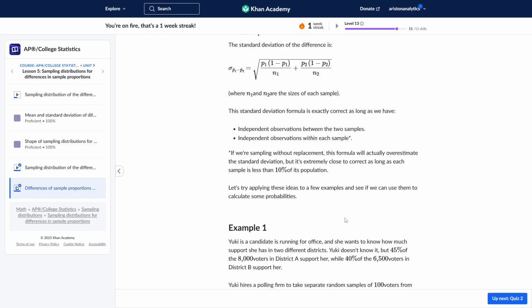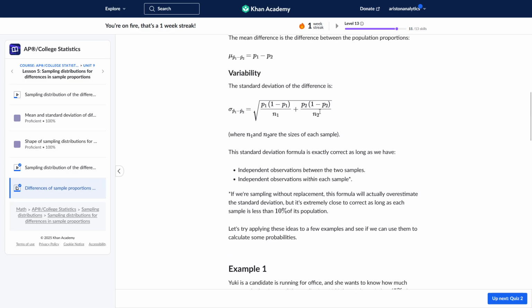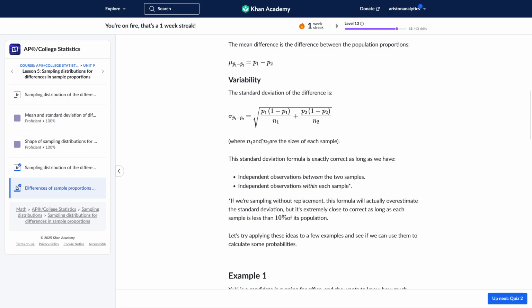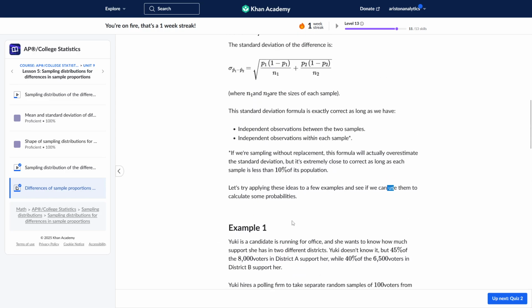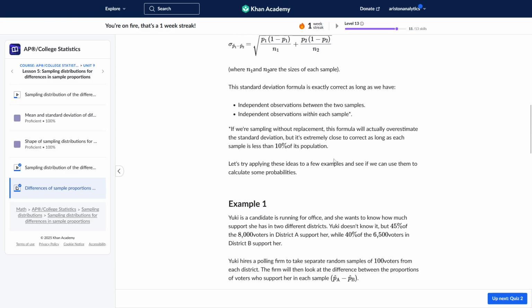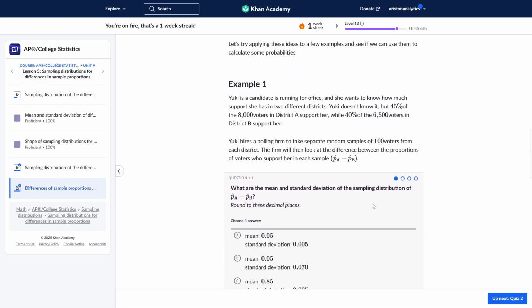As long as you have two things: independent observations between the two samples, and independent observations within each sample. So basically, they need to be independent between one another, and they need to be independent within each sample. And then for standard deviation specifically, the 10% rule matters for independence, not normality.